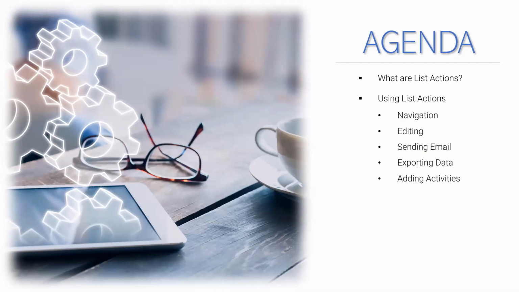So in each module, like I said, there are different things that you can do under the list actions, and we're going to go through them. So navigating from different places, editing multiple records at the same time to save you and your other users time, sending email, which is probably the one you're the most familiar with, exporting data out to Excel. You can select a list and then export those records out to Excel, and then adding activities, where you can add the same activity to multiple records, which can be very helpful as well. So with that, let's go ahead and get started.